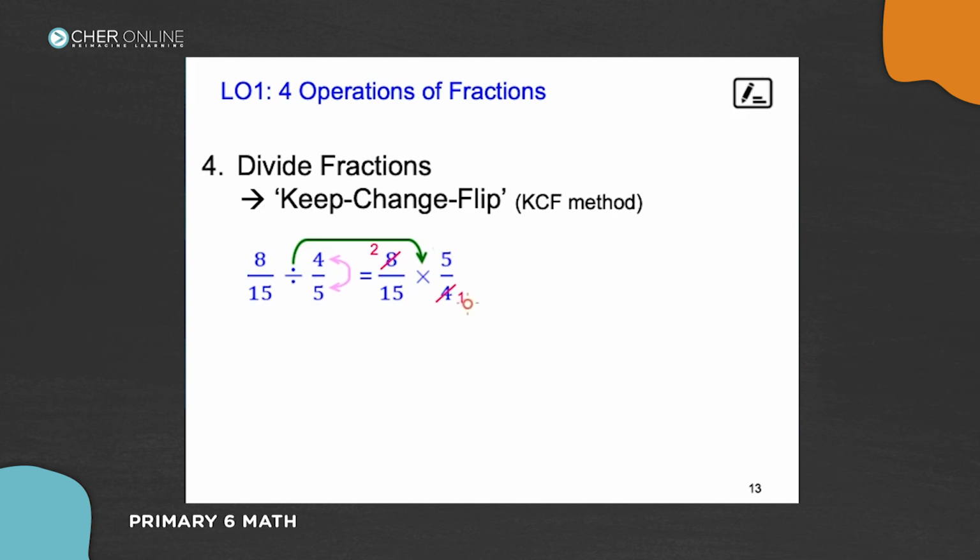Then once we have this, we use the cancellation method, which we did in the previous slide for multiplication. 8 and 4 can both be divided by 4, so we are left with this. Then 5 and 15 can be divided by 5. We are left with 1 and 3. So 2 times 1 gives me 2. 3 times 1 gives me 3. So I'm left with 2/3. I can't simplify anymore, so that is my final answer.